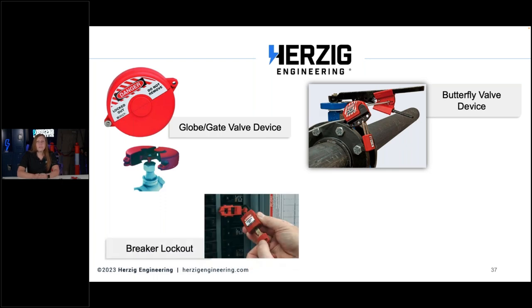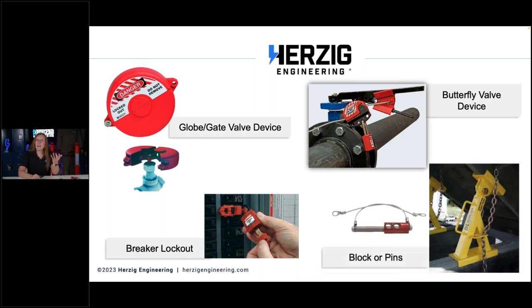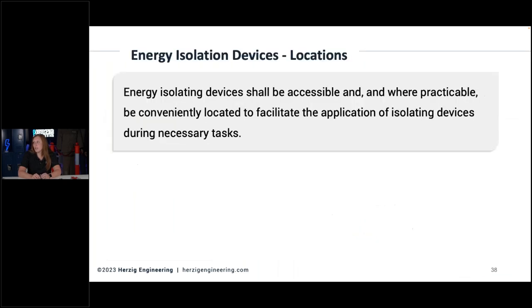Breaker LOTO, those you have to be a little bit careful with. They make them. Oh my goodness, the device that you can attach over a breaker to lock it in the off position. If you don't get it just right, they can actually fall off. So just be careful with that. Make sure you practice and that you have the right type for that breaker. Blocks and pins, there's a whole bunch of varieties of those, but there's a couple examples.